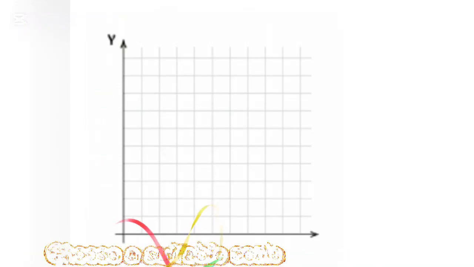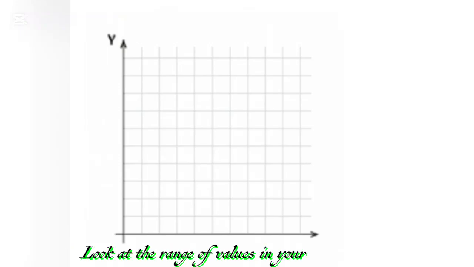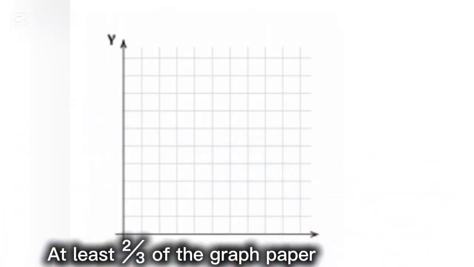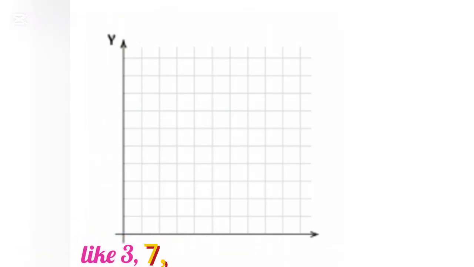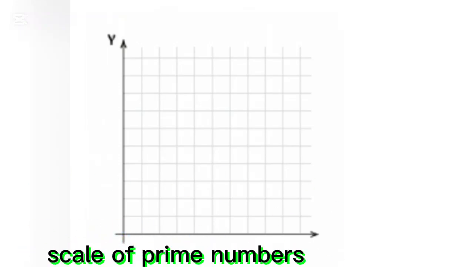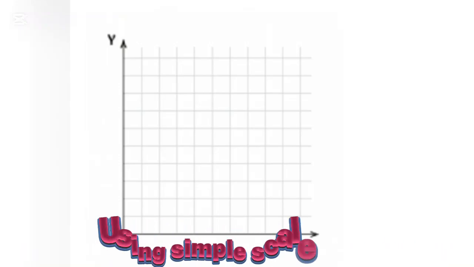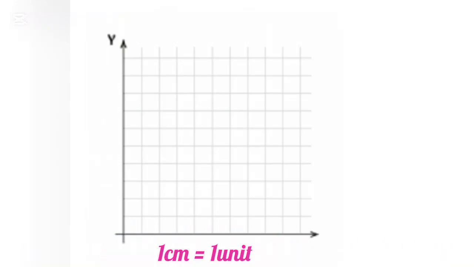Now choose a suitable scale. Look at the range of values in your table. Choose a scale that spreads your points over at least 2/3 of the graph paper. Avoid using awkward scales like 3, 7, 11, scales of prime numbers, and make sure your graph uses most of the available space. Use simple scales, e.g. 1 centimeter is equal to 1 unit, 2 units, or 5 units.